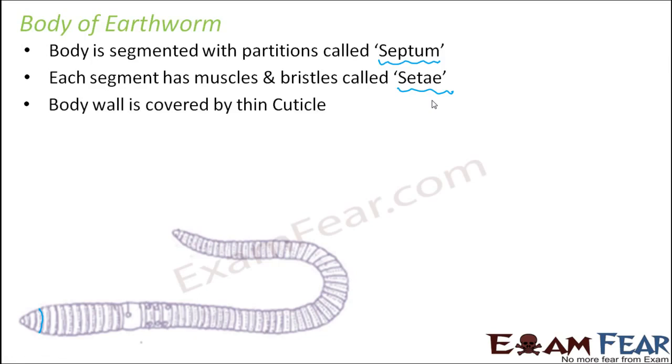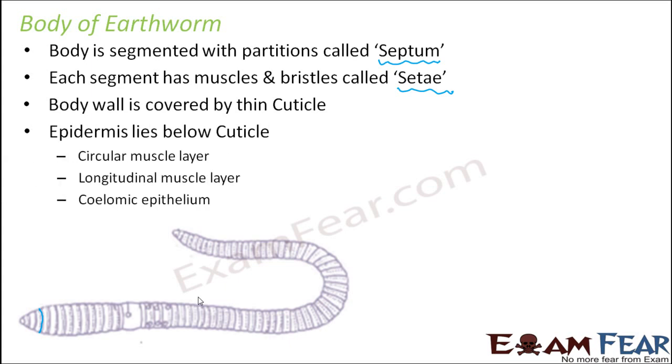Talking about the body wall, it is covered by a thin layer of cuticle, the entire wall. Cuticle generally controls or regulates the flow of water. It is a waxy layer, so it prevents water loss and protects the earthworm from dehydration. Now below the cuticle is present the epidermis, which is present in human beings also on our skin. So the outermost layer is cuticle, below that is epidermis. And in the epidermis also there are three layers which are present.